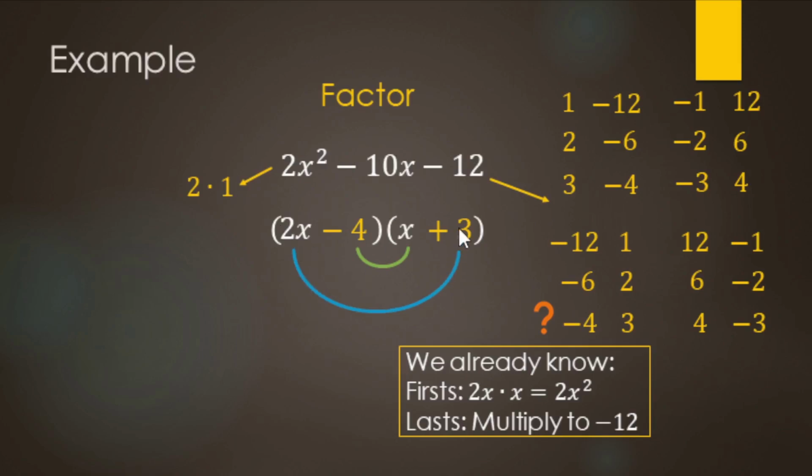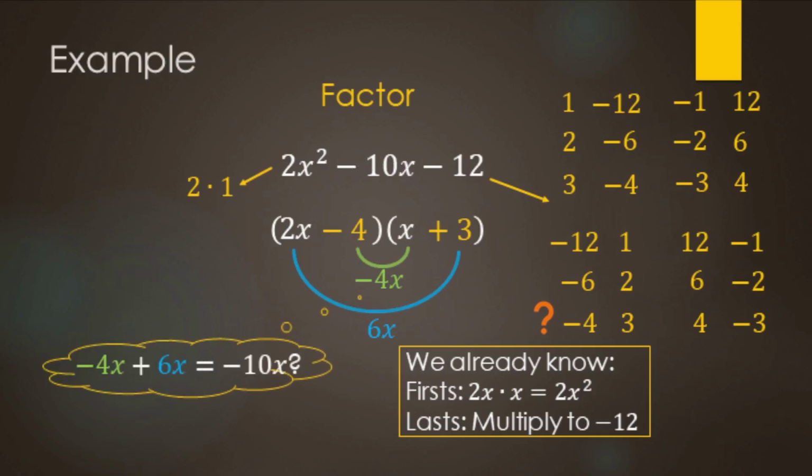So here we go. 2x times 3 is 6x, negative 4 times x is negative 4x. Do they add to make negative 10x? Nope, that's a 2x. So we know negative 4, 3 is not it. Okay, let's try another one.